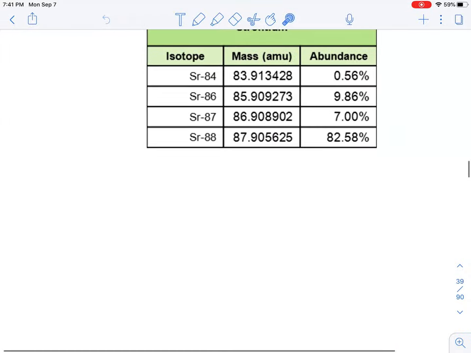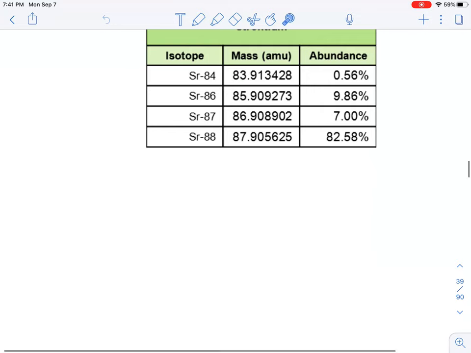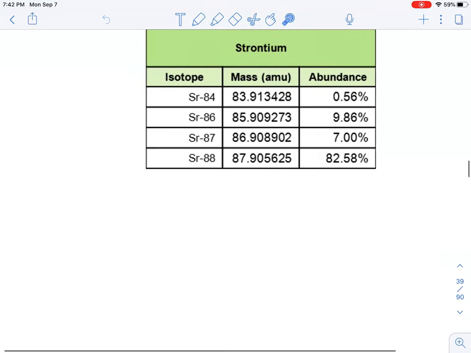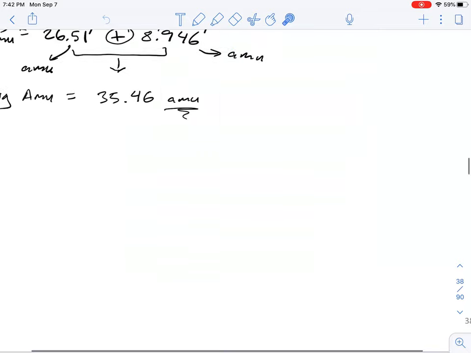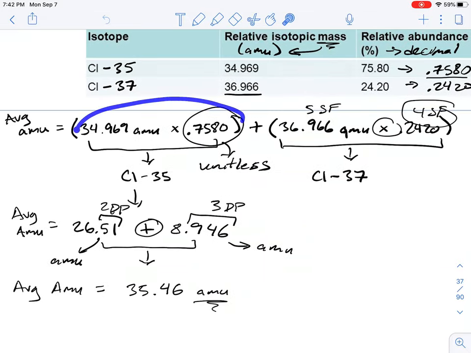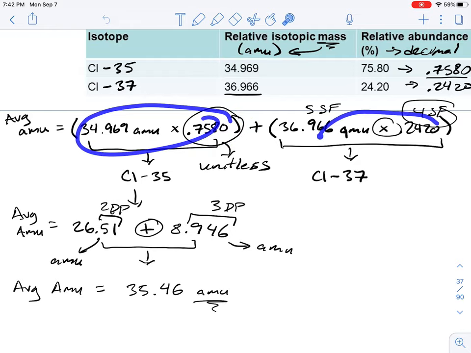All right, so in this last example, we're going to look at strontium. So it looks like strontium has 4 isotopes. And what we're going to do is figure out the average atomic mass for strontium. Since there's 4 isotopes, then we need to repeat this pattern 4 times. And then each of these segments are just going to be added to each other.